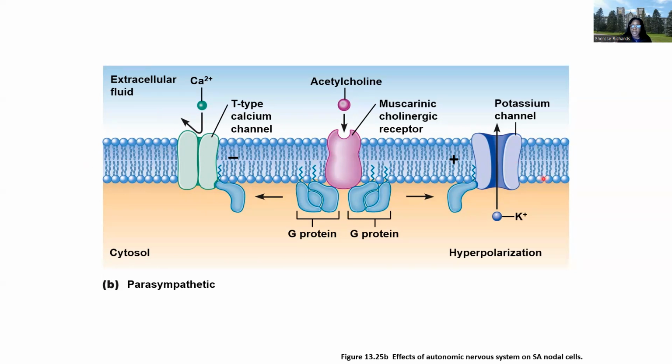Both of these events will do that, which makes it harder to depolarize, which makes it harder to fire an action potential, which makes the heart rate slower. Okay, so this is the mechanism by which the parasympathetic system slows down the heart rate by decreasing the depolarizing events on pacemaker cells.